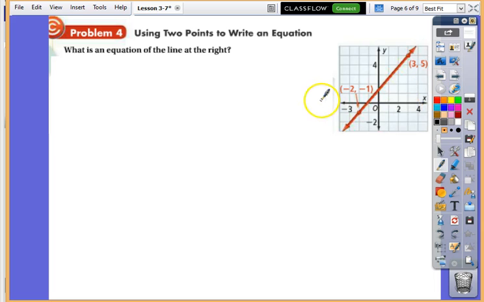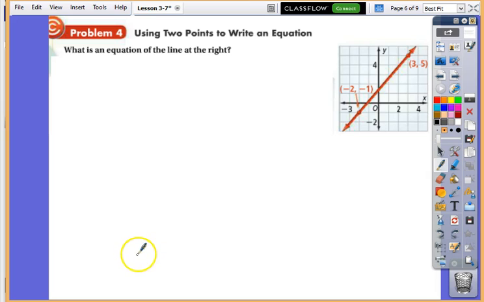So what I want you to do is write an equation of the line at the right. So we're going to have to do two things. We're going to have to find its slope, and then we're going to have to put it in a formula. And I actually want your answer to finally be in slope-intercept form. So go ahead and work on that right now.